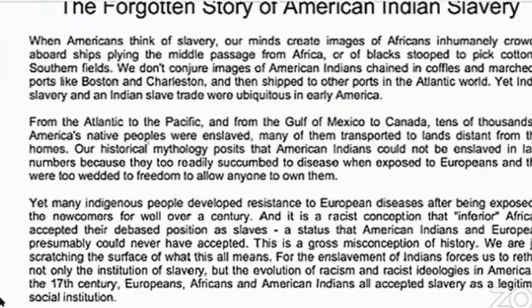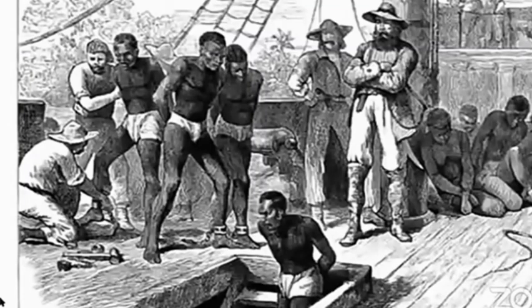All right, tens of thousands of America's native people were enslaved, and they were taken to distant lands. And how were they taken there? Ships. They didn't have teleportation machines or planes.